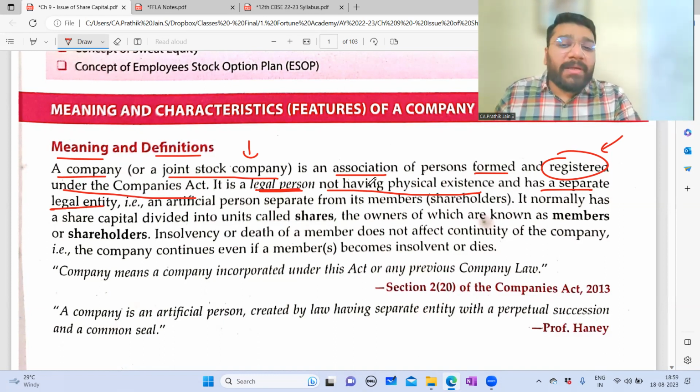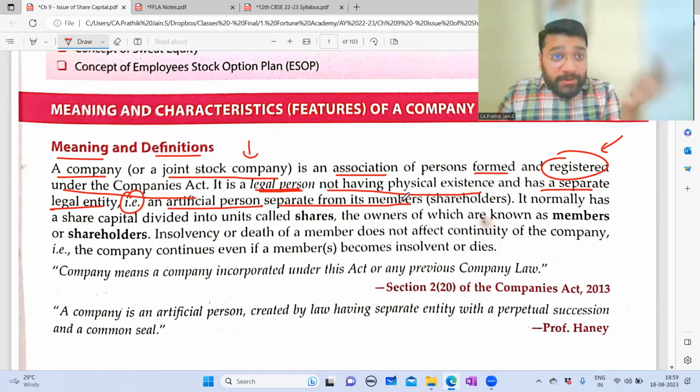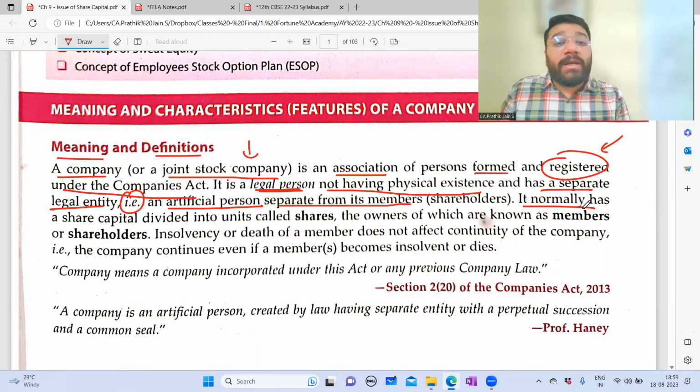A company is a legal person not having physical existence and has a separate legal entity. That is, it is an artificial person separate from its members and shareholders. So one concept is what? It is an artificial person created by law. And because of the separate entity concept, the company is different from its owner. The owner here is not called an owner. The owner here is not called a partner. They are called shareholders. They are called members. Fancy names again. It normally has a share capital divided into units called shares.